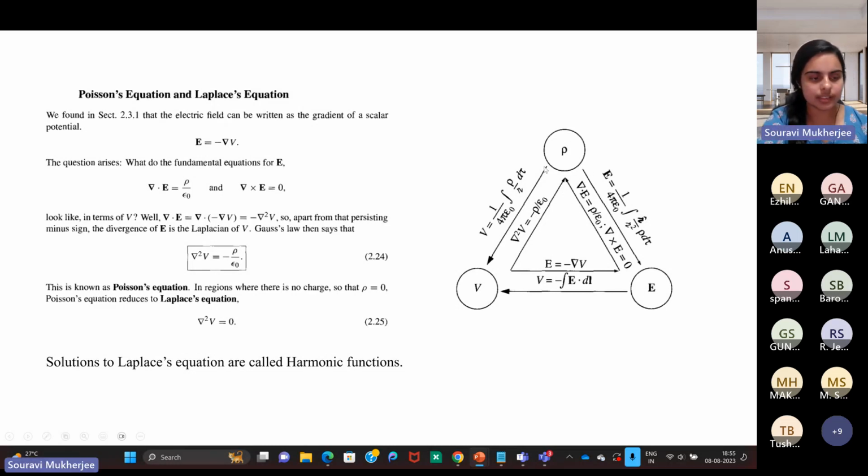And this in a way relates all the formulas that we have been deriving and discussing till now. So it relates how we can go from potential to charge density to electric field and vice versa. So try to understand and remember these relations.